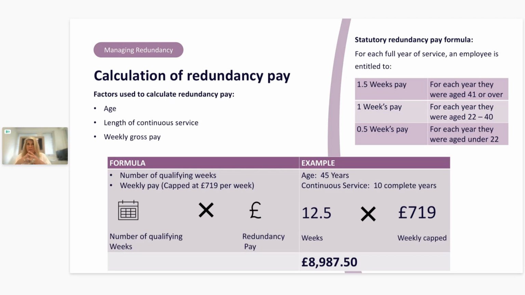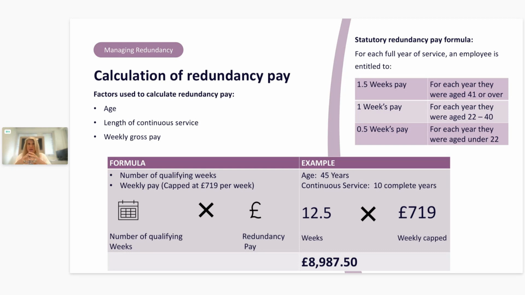The payment is based on age and the average weekly earnings of the employee over the 12-week period prior to the employee receiving their redundancy notice. For the purposes of calculating average pay, you will need to include bonuses, commissions, and overtime. Statutory redundancy pay is capped at a total of £719 currently. That changes pretty much annually. I think it was £700 before.